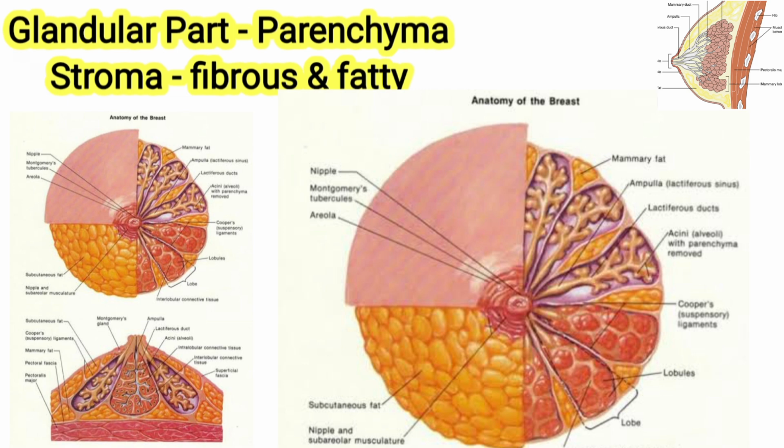So, in glandular part, what we have written, it consists of alveoli, lactiferous duct, and dilated part called lactiferous sinus. And in fibrous stroma, it consists of fibrous septa, which extends from skin to the deep fascia and divides gland into 10 to 15 lobes by ligament of Cooper. And in fatty stroma, we have written it lies between septum and glandular part. Now, let me explain you separately.